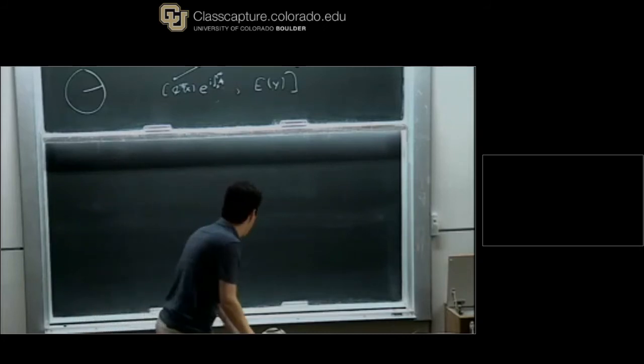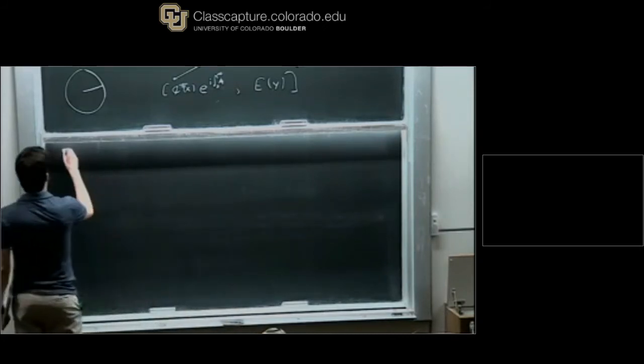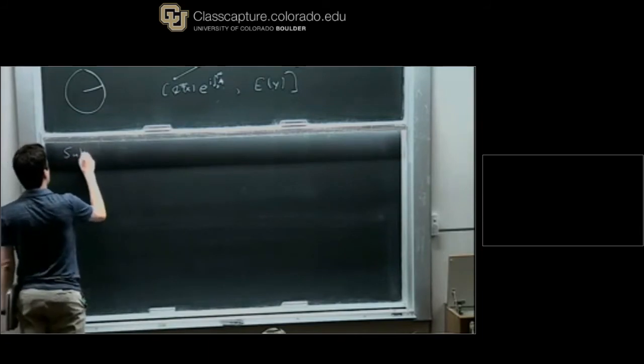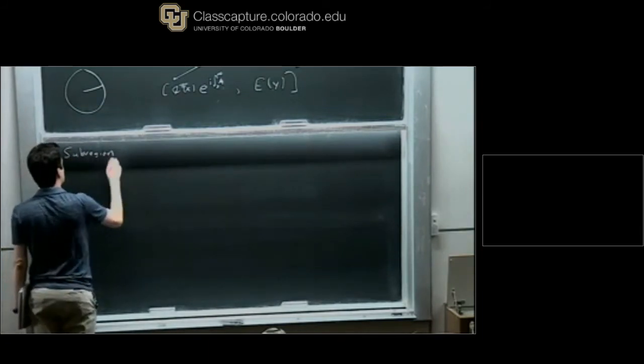All right. So now we're going to try and do what's called subregion duality, which basically means to shrink the boundary region.